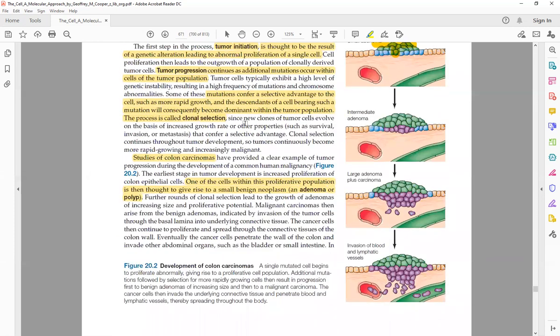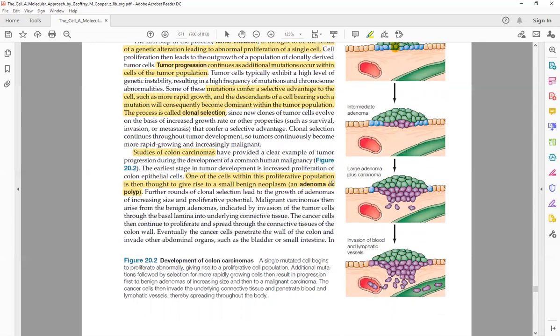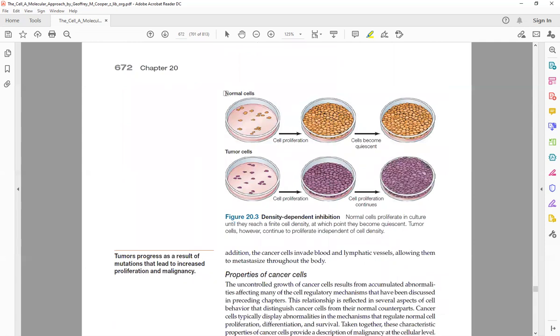Now we are going to talk about the properties of cancer cells. The first property: cancer cells do not display the following properties of normal cells. Normal cells grow up to a particular density. These normal cells undergo proliferation, and the cells become quiescent when they come in contact with each other. As the cells come in contact with each other, they completely become quiescent. They will not divide further.